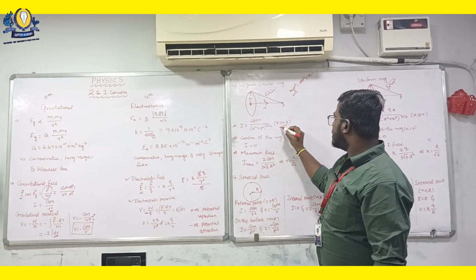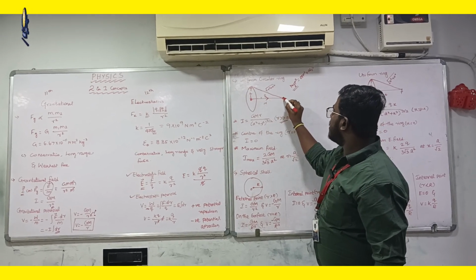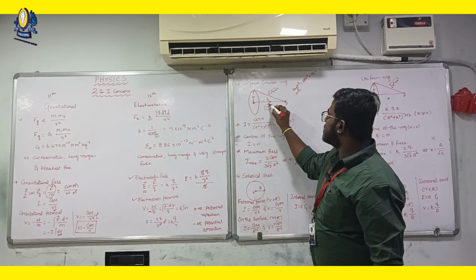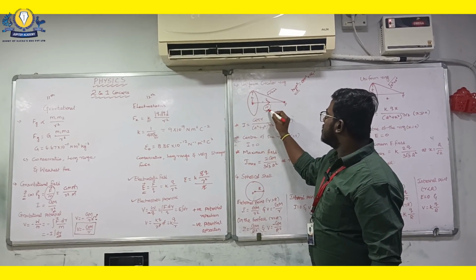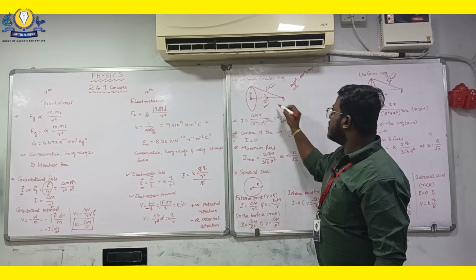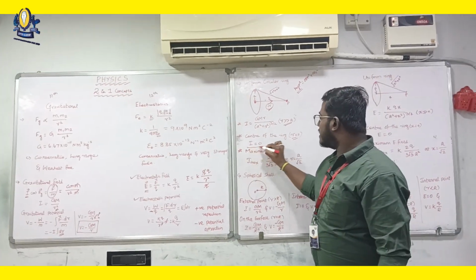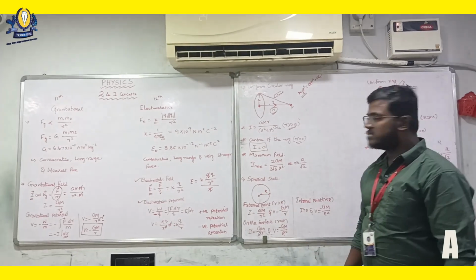At the center of the ring, the point P has separation distance R. So reduce the values: R is equal to 0. At the center of the ring, R is equal to 0, and at that time the gravitational field value I is equal to 0.